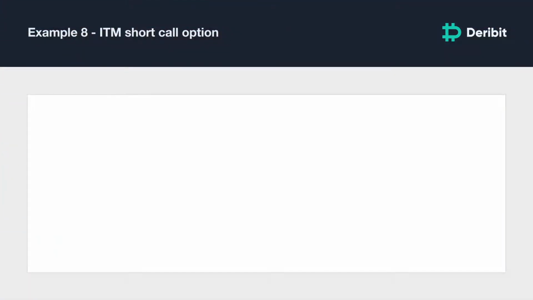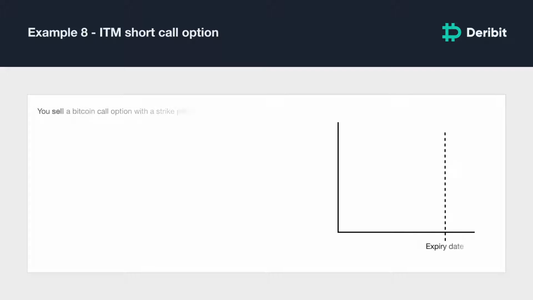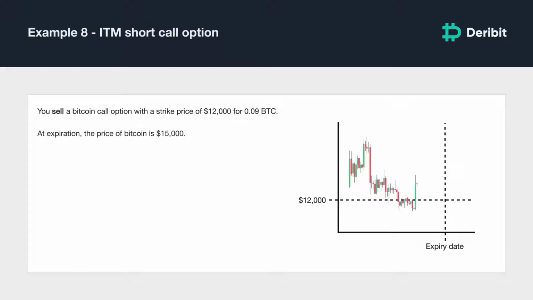Here are some examples. Let's start with a call that expires in the money. You sell a Bitcoin call option, not buy in this case, with a strike price of $12,000 and collect a premium of 0.09 BTC. Then you hold the position until it expires. At expiration, the price of Bitcoin is $15,000.